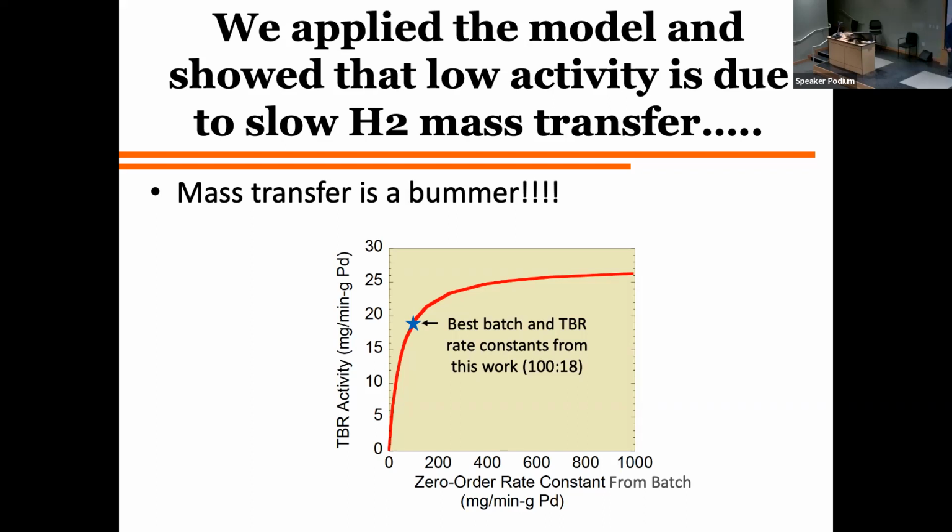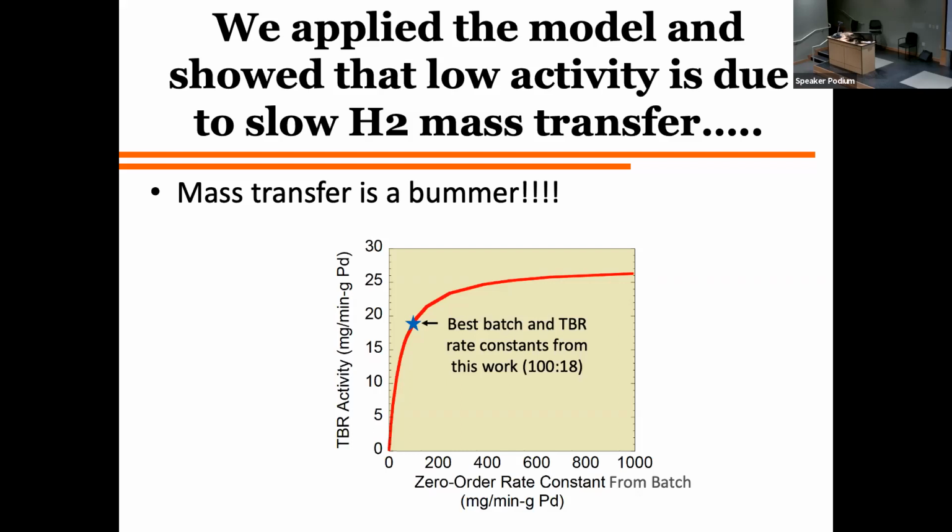So one thing is just a simple comparison. Here's our trickle bed reactor activity, and here's our zeroth order rate constants from the batch. And basically, if I look at one set of the data that we did, the ratio is about 100 to 18, meaning our batch reaction rate was much higher than what we were getting in the trickle bed reactor. And if I use my model after I fit my data, I could see, well, if I had higher or lower activities for those catalysts in batch, what would be the reactivity in the trickle bed reactor now that I account for that mass transfer?